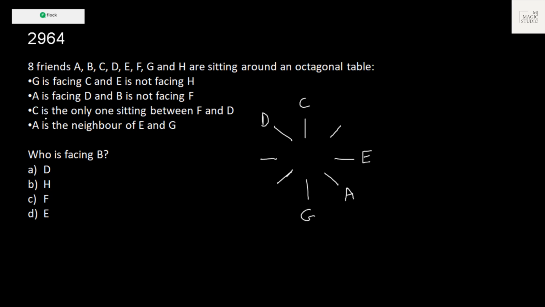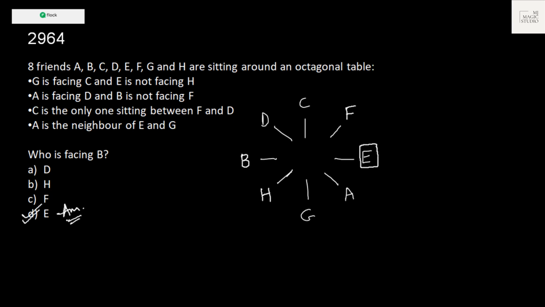Okay, next: C is the only one sitting between F and D. C is between F and D. E is not facing H. H should be here. And B is not facing F. B should be here. Bingo. This is the arrangement we have. Now the question, who is facing B? E is the one who is facing B. Option D is the pick.